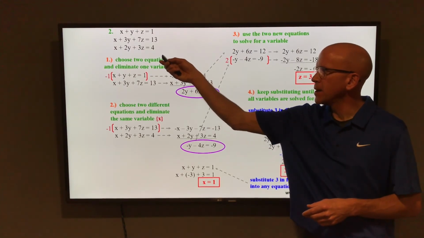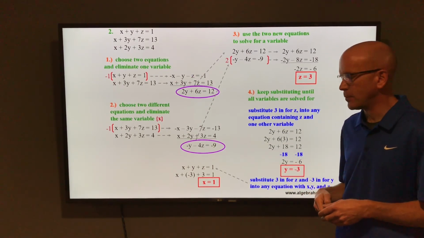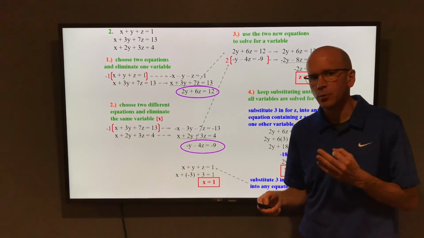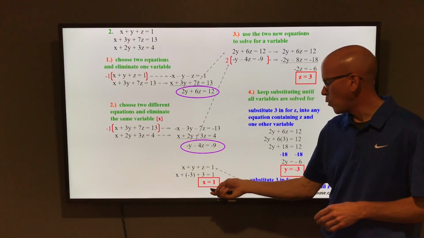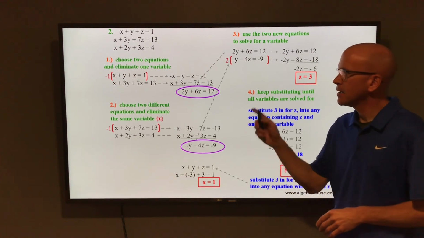So these three equations and three variables, those are three planes. And those three planes meet at one point. That point has three coordinates: 1, -3, and 3. That is the point of intersection of those three planes.